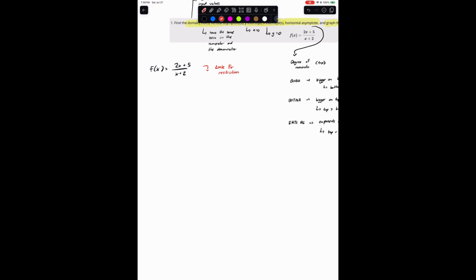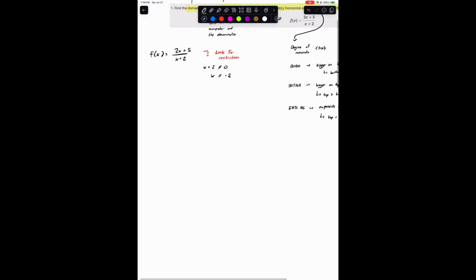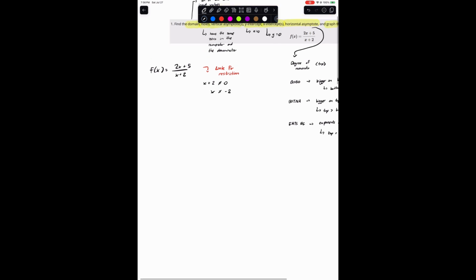The only restriction I see is this denominator. So x plus 2 cannot be 0. So x cannot be -2. Going off this, our domain is everything but -2. So we do negative infinity to -2, exclusive, union -2 to positive infinity. That's the first part of our answer.